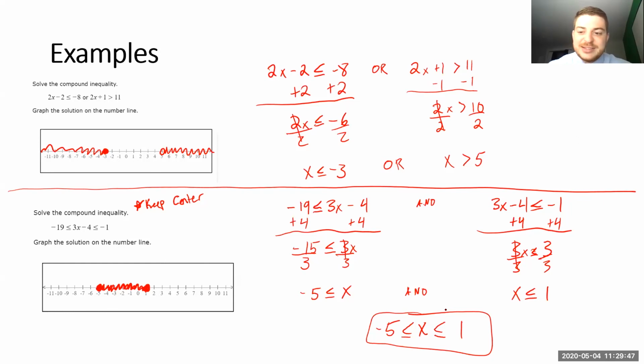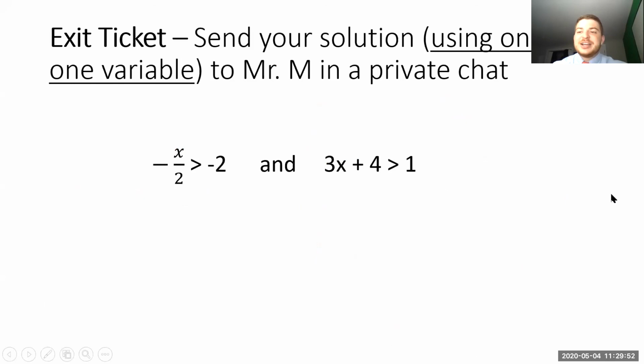But let's go ahead and see if you can actually do this on your own now. So here's your exit ticket for today. What you need to do is send me your solution only using the variable one time. So that variable should be sandwiched in between 2 inequality signs. All right. And then once you have sent me your answer and I have told you that it is correct, then you are good to go, done for today's lecture.